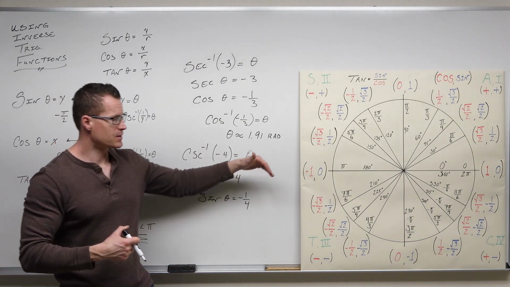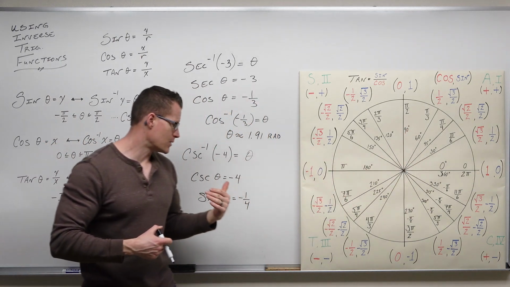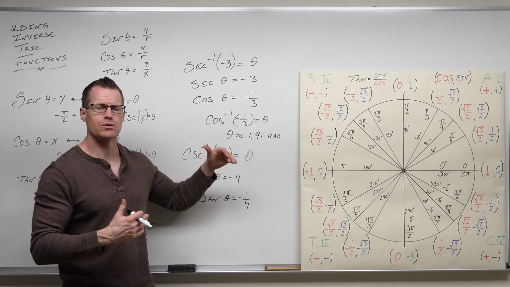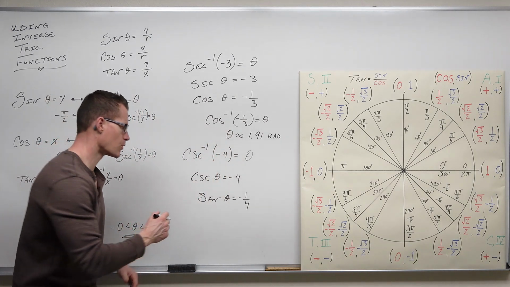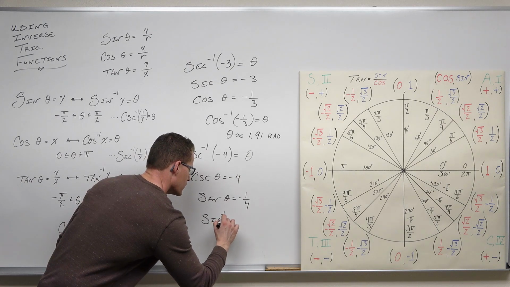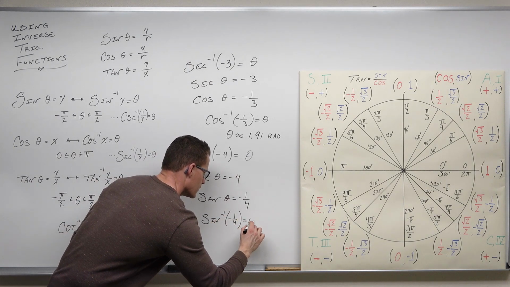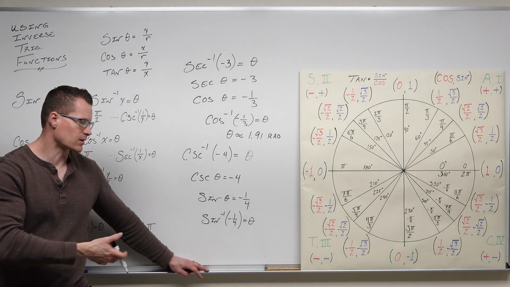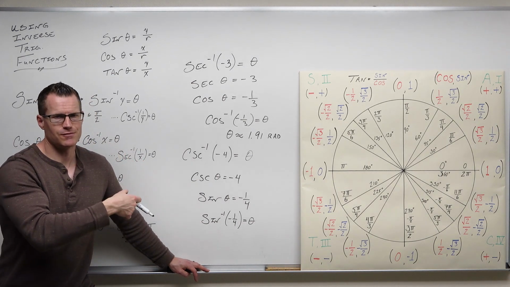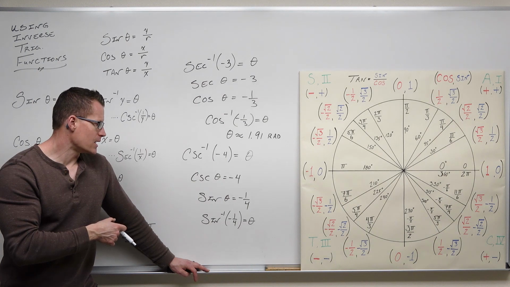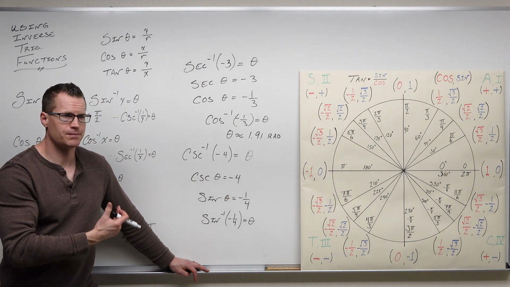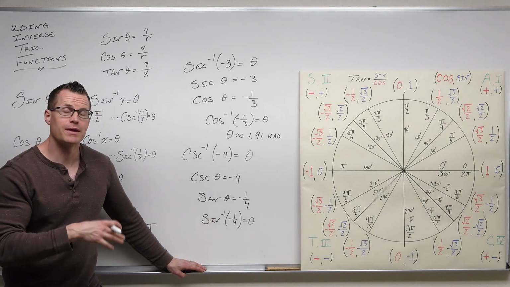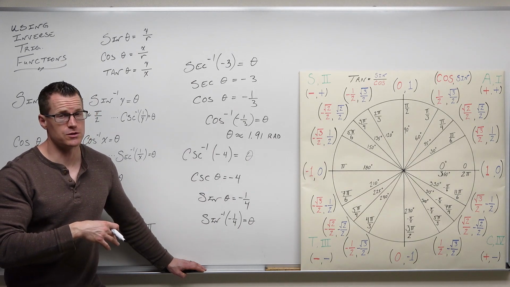But the problem is that between negative pi over 2 and pi over 2, I do not see a y-coordinate of negative 1/4. Well, then we can do the same thing we did here. So theta would equal sine inverse of negative 1/4. So this is a way that we can get around the fact that some of our calculators won't do cosecant inverse. So sine inverse of negative 1/4 is going to give you about negative 0.25. This is not exactly negative 0.25, but the angle is around negative 0.25 radians.